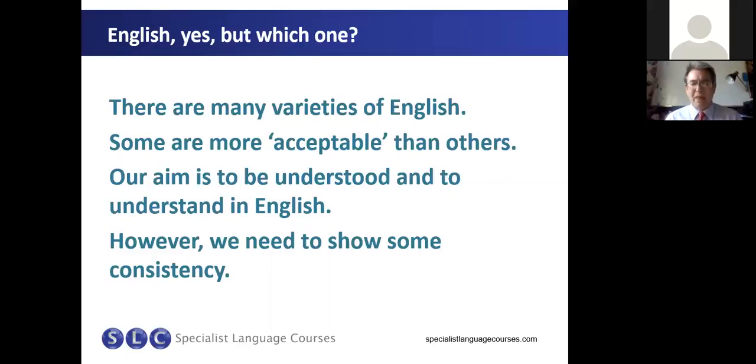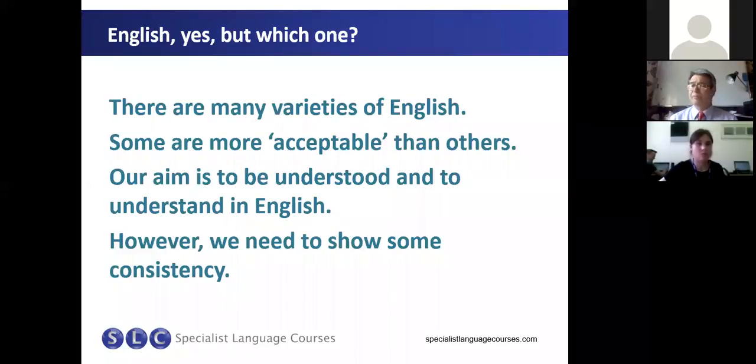I speak English. So when I hear vocabulary or context which I'm familiar with, I have no problem understanding it. But some are more acceptable than others. Some varieties of English have a sort of cut down grammar, a rather English light grammar. So those are less easy for people to understand. So what is our aim? Our aim is to be understood and to understand in English. And this goes for both spoken and written English, and also from a point of view of receptive English. When you hear or read, you will also see different varieties there.